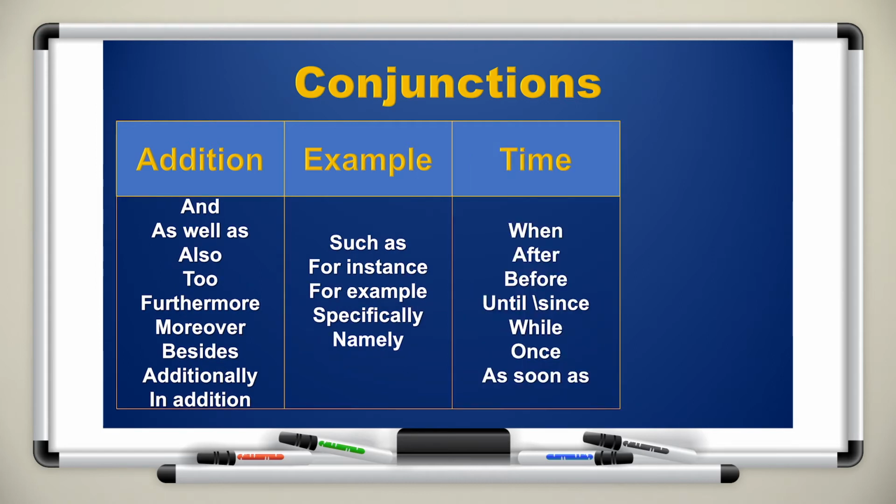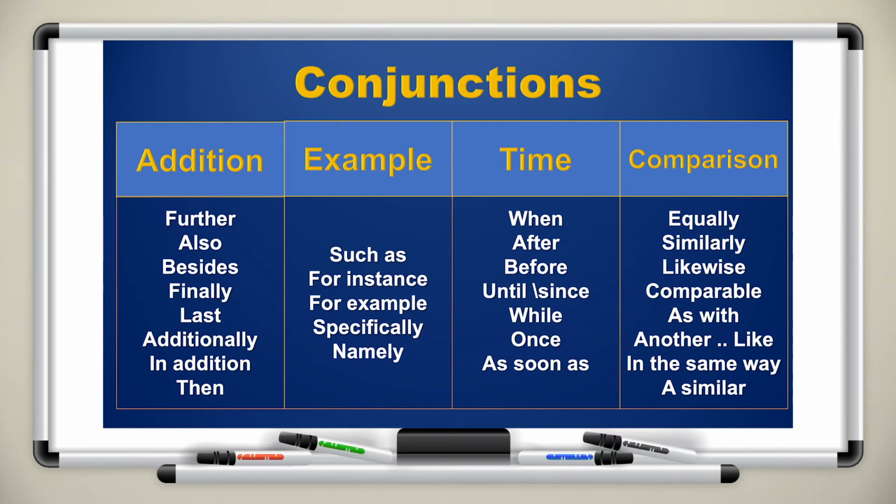Time. When, after, before, until, since, while, once, as soon as, all these words indicate timing. Now, if you want to compare between ideas and you want to use a connector, a good connector will be equally, similarly, likewise, comparable, as with, like, in the same way, and similar. All these conjunctions can enhance your essay and give it a deeper, better meaning, and the reader will understand more.